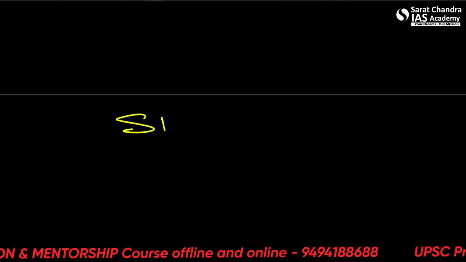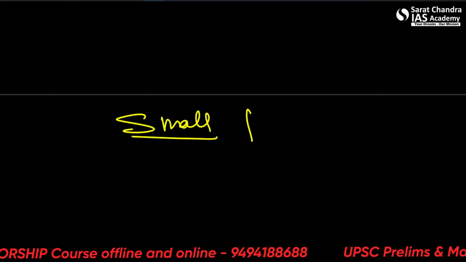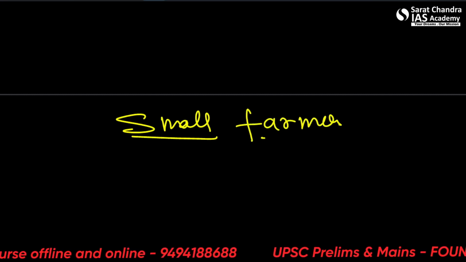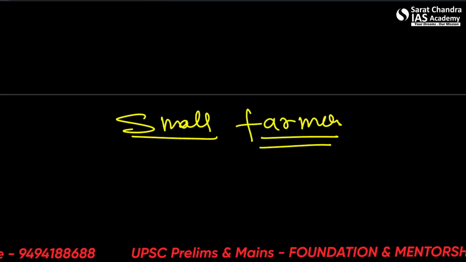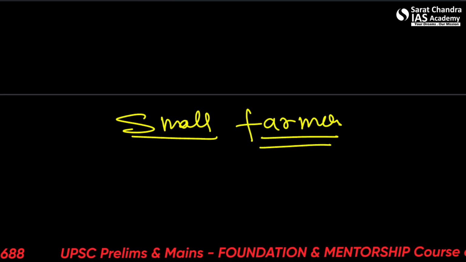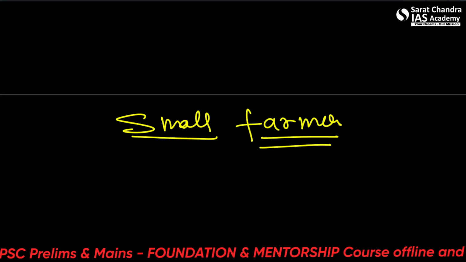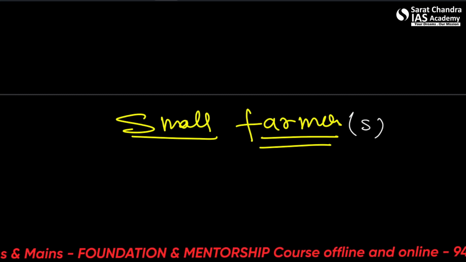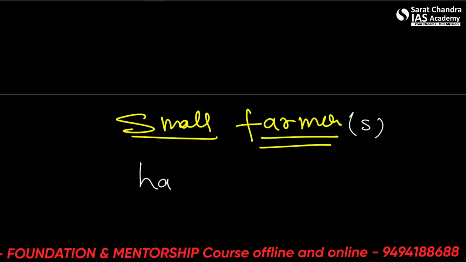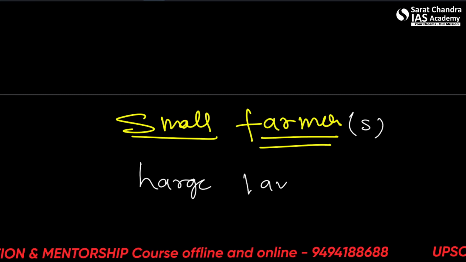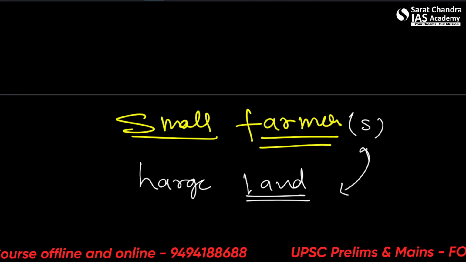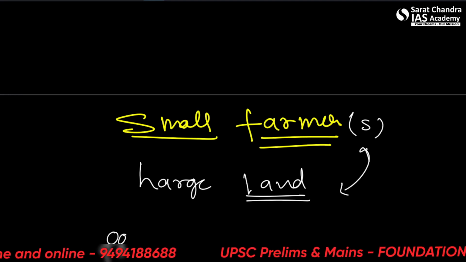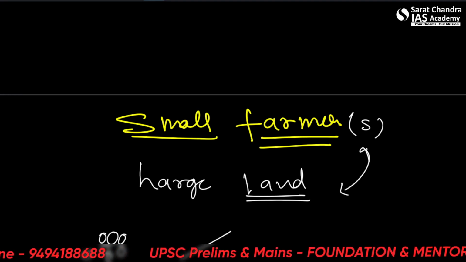Small farmer. So what is confusing here, why we cannot solve the question when we see it, is because of this plural. Here, if an extra S was there, that is small farmers, large land, then the question would become very, very easy for us to figure out that there are many small farmers and there is one large land.